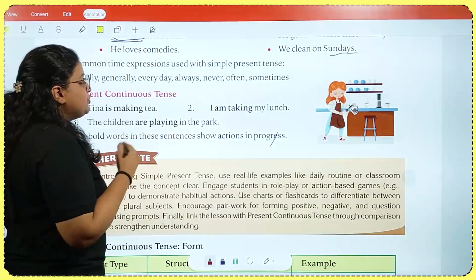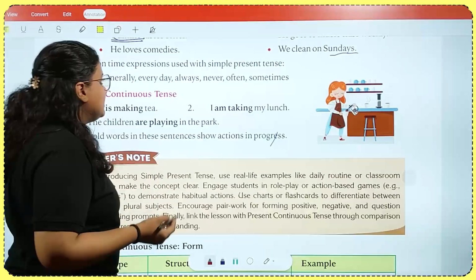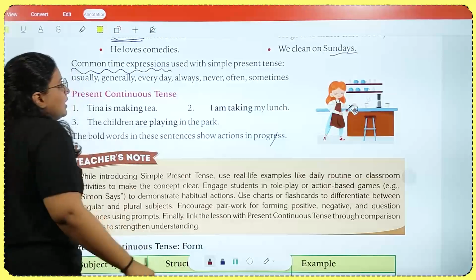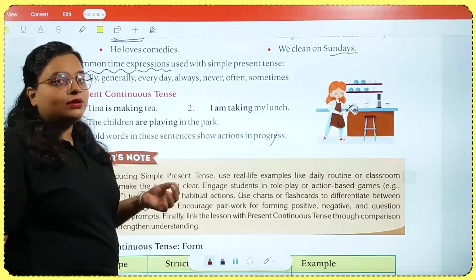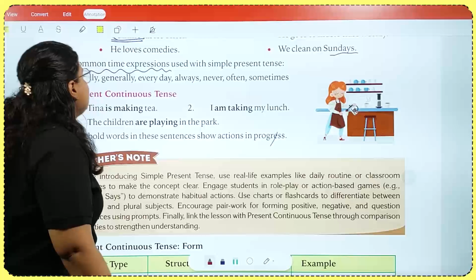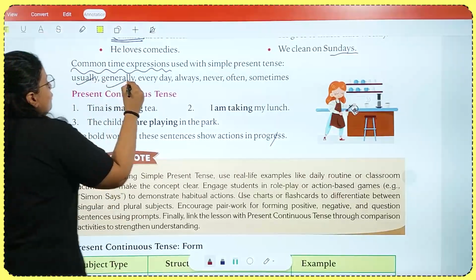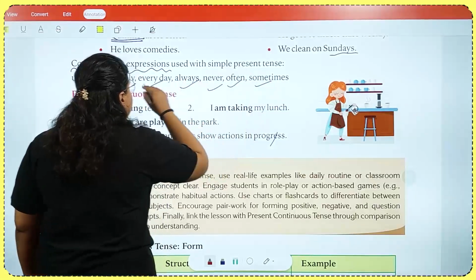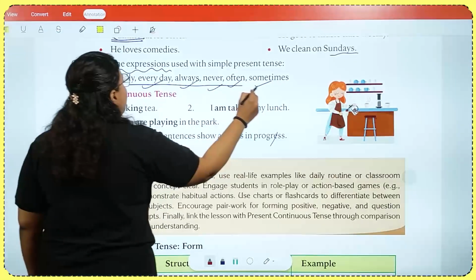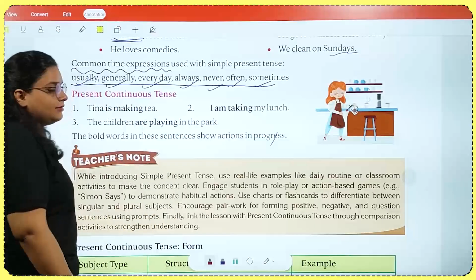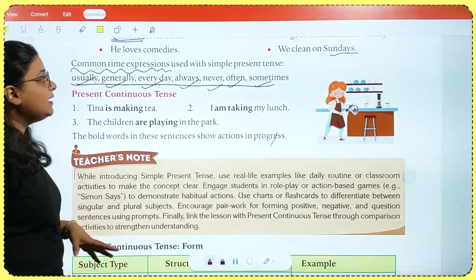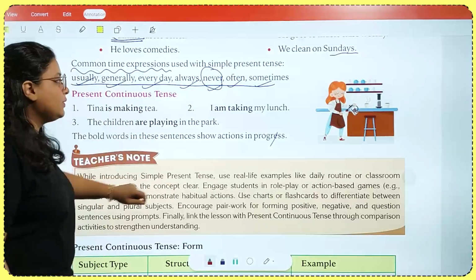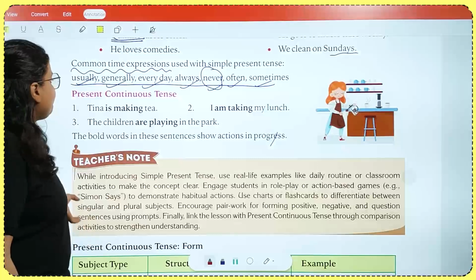Common time expressions used with simple present tense. Now, what are the common time expressions? What are the words that indicate time when we are talking about simple present tense? Usually, generally, every day, always, never, often, sometimes. These all are showing a routine, a habit, a pattern. Okay, something is being done or something is never being done. कभी नहीं होता है. Okay, that is also a pattern only.